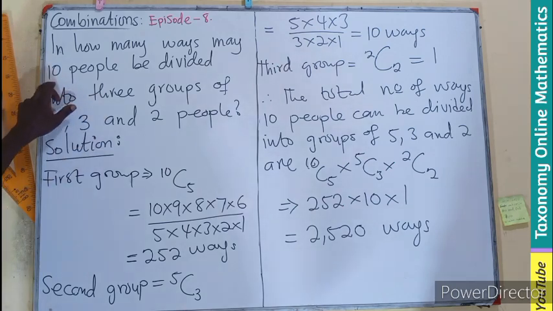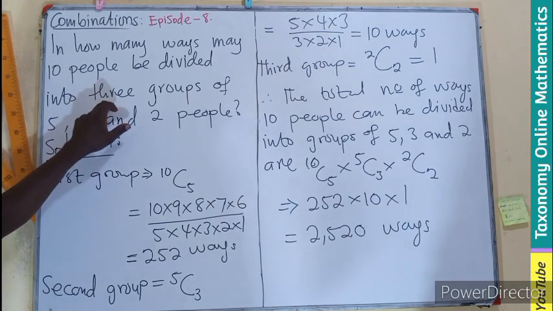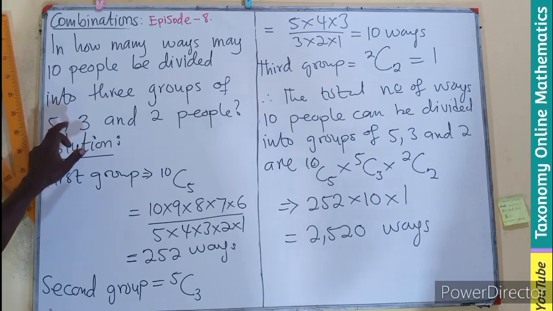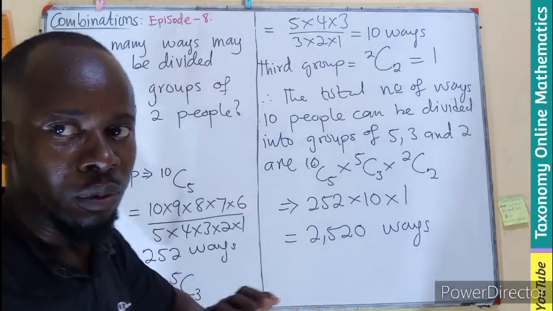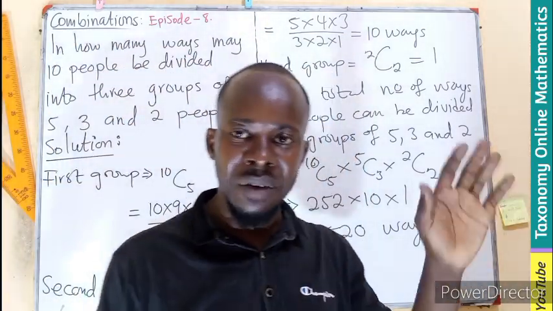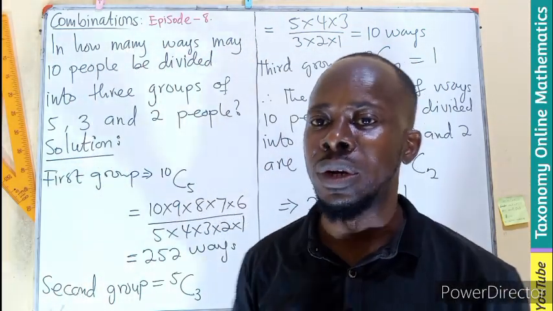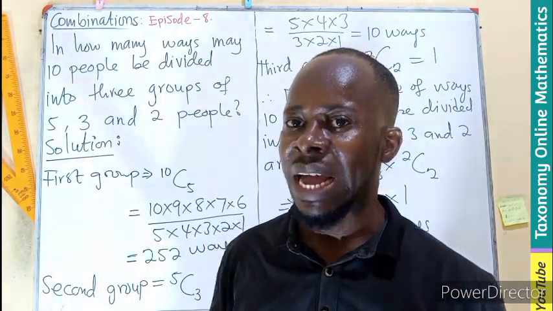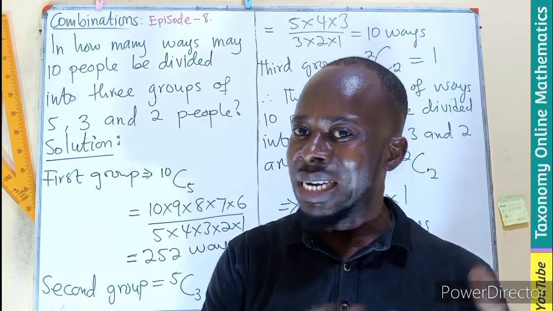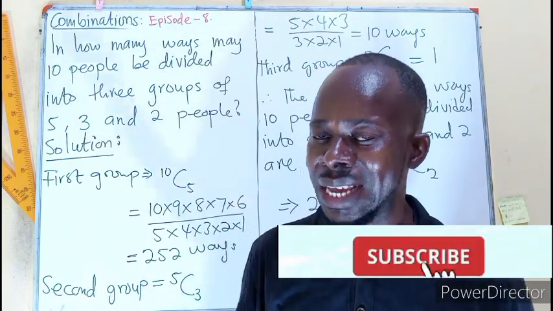2,520 ways of dividing 10 people into 3 groups of 5, 3, 2 people. Meaning 5 will be in the first group, then 3 will be in the second group, then the last group will have 2 members. I guess the concept on the combination is okay.